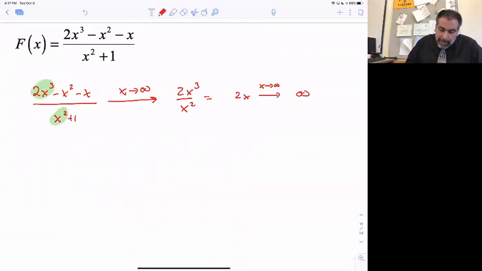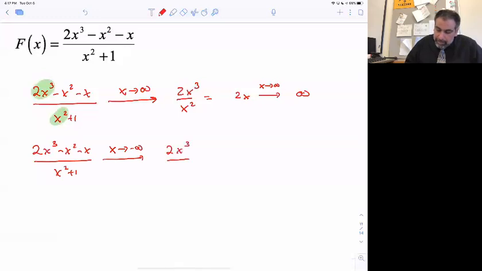If we look at this exact same problem, as x goes to negative infinity, the significant terms will stay the same. So it's going to behave again like 2x, but now we're asking as x goes to negative infinity. Well, this time we're going to get negative infinity.